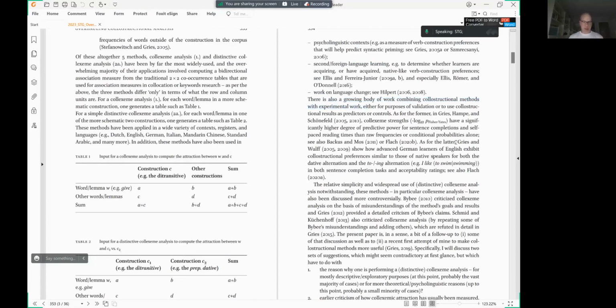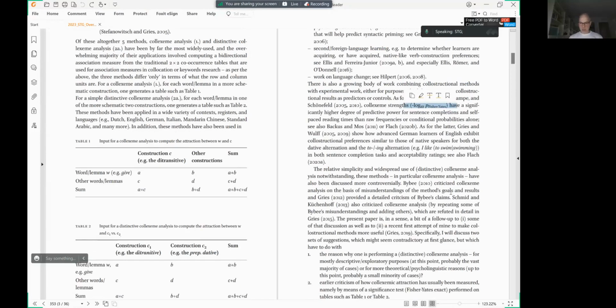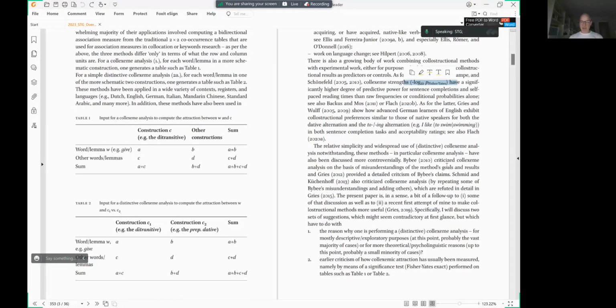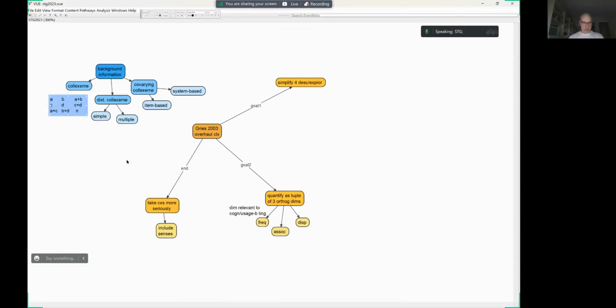And then it says, okay, people have used different kinds of measures like the Fisher-Yates exact test. Other people have criticized that. And so let's note this one down here. So one traditional measure that has been used, P Fisher-Yates exact test.